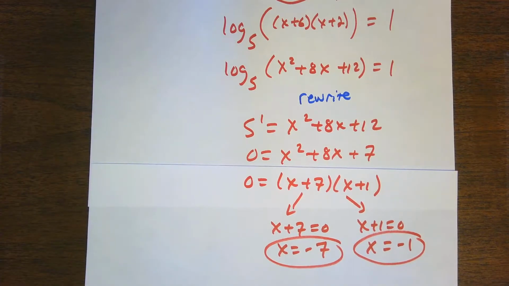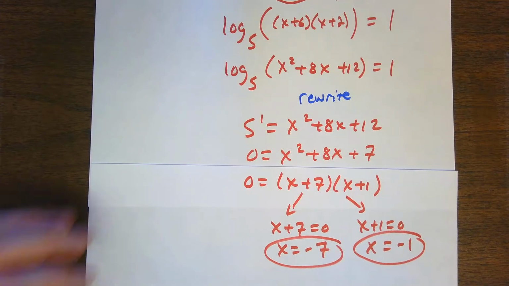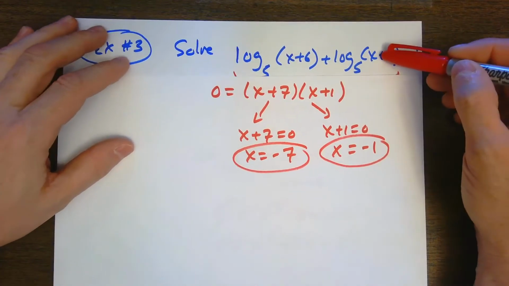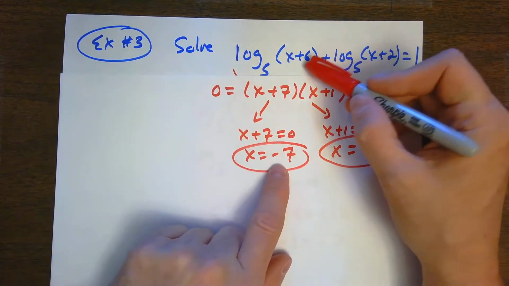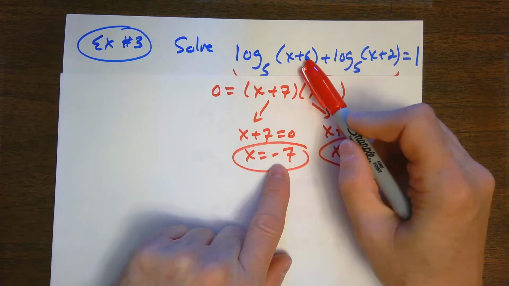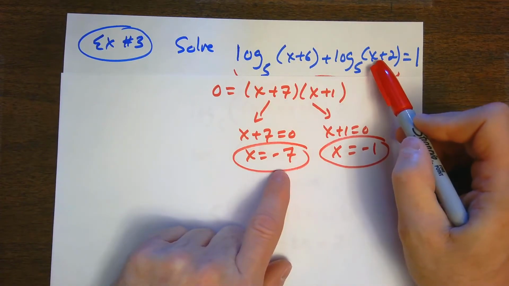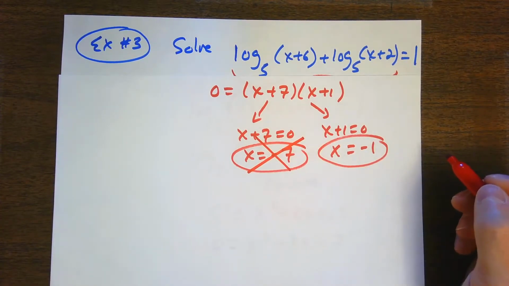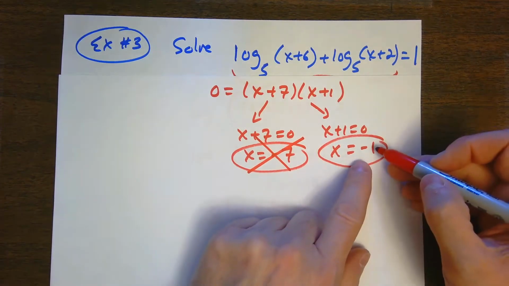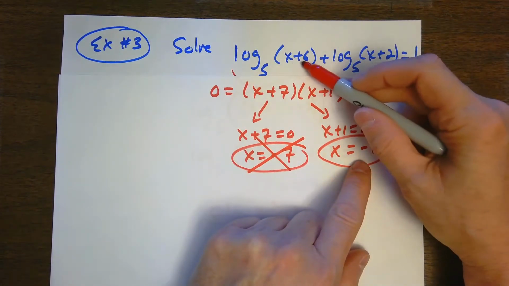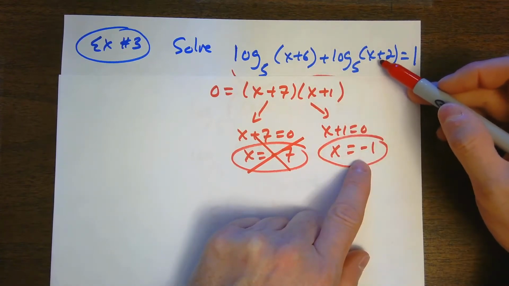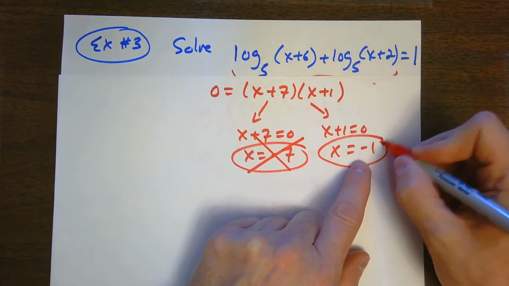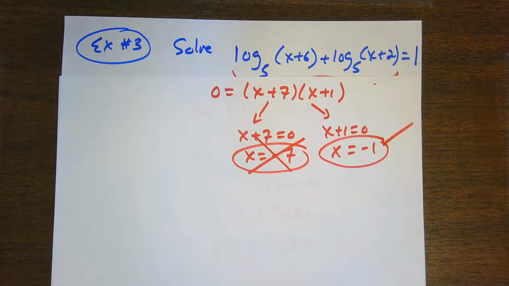I know I can't take the log of a negative number, but I want to look back in my original equation. So I'm going to take these solutions and look back in my original, this blue equation up here. Can I plug negative 7 in? If I plug negative 7 in here, negative 7 plus 6, I get negative 1 here and negative 5 there. Can't take the log of a negative number. That answer is no good. Maybe neither one of these are good. Maybe there's no solutions here. Well, can I plug in negative 1? If I plug negative 1 in here, I get 5, and I get 1 there. So even though x is negative, when I plug it in, I'm not getting negative logs, so that answer is actually good. That one works.